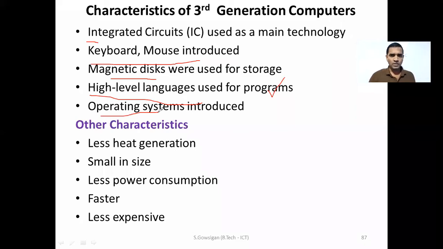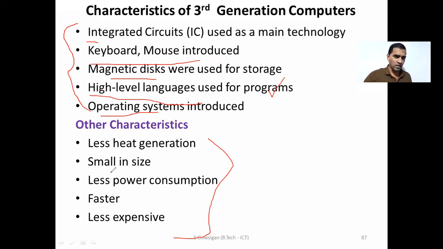Operating system is must. Without operating system, your computer doesn't work, right? So this was introduced in the third generation. Okay, so remember these characteristics. The other characteristics are same, right? So here also look, I put less heat, which means less than the first and second, right? Don't think that the heat generation was very little. No, heat generated, right? But the amount of heat is similar to the second generation.